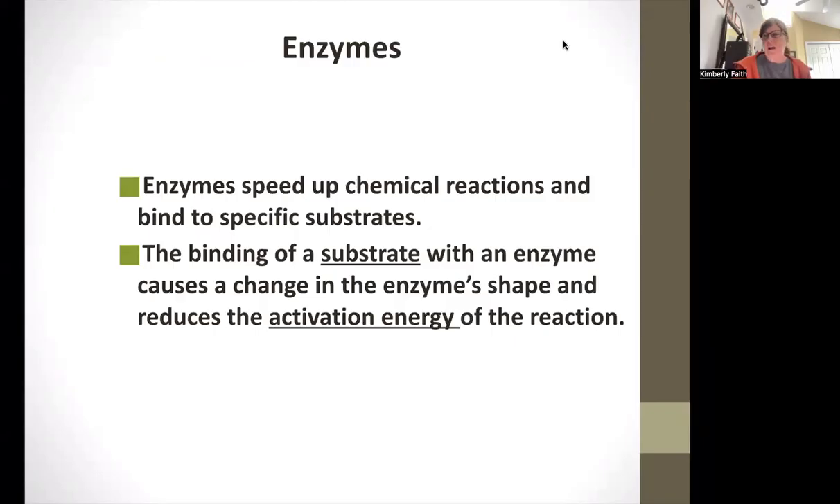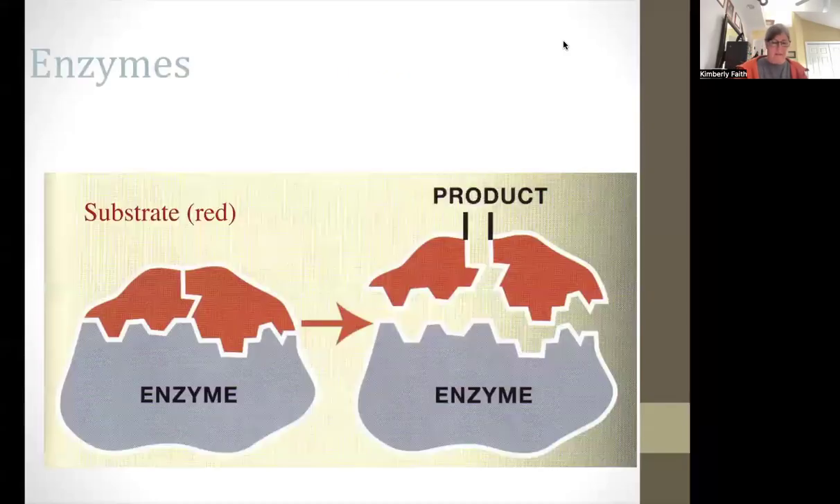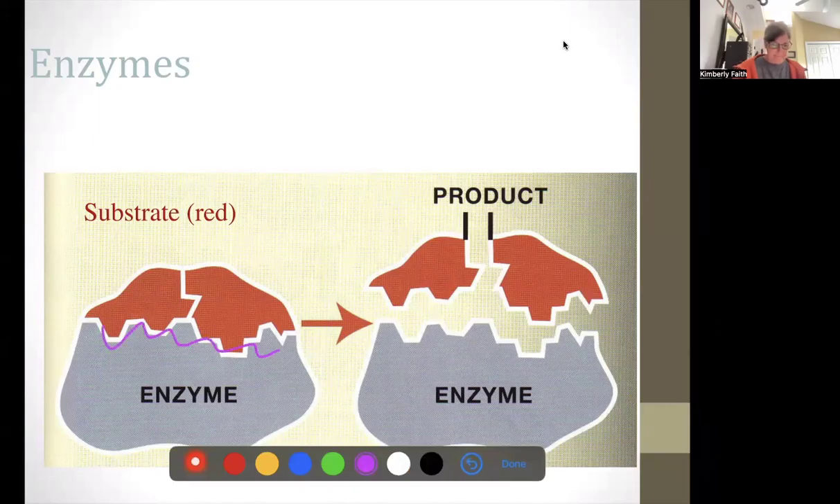So, enzymes speed up chemical reactions and they bind to specific substrates. The binding of a substrate with an enzyme causes a change in the enzyme shape and reduces the activation energy of the reaction. So here's our enzyme. We can see the binding pocket, which is right here where the substrate would bind. In this case, it bound. This enzyme then broke it in half. Generally, when they bind, they change shape. In this case, they would change shape to put stress on those bonds and to break it.